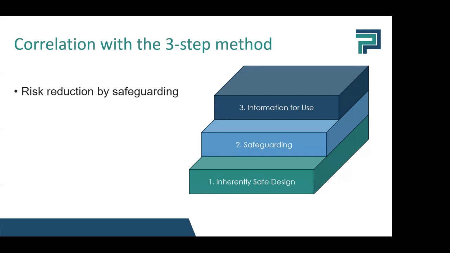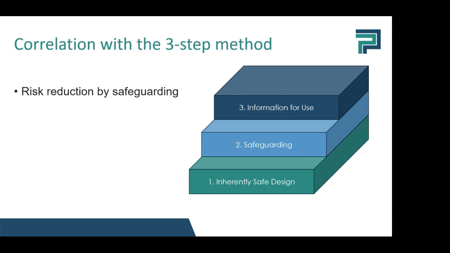So if there is a residual risk, we can use safeguarding. And this can be used, for example, when putting a guard around the machine with an interlock to detect presence of persons. If those two steps aren't possible or aren't enough, we can resort to the third step in the three-step method, and this is information for use. And then we will put the hazard in the manual or provide markings on the machine, but this is the last resort. And this standard helps with the second step, safeguarding.